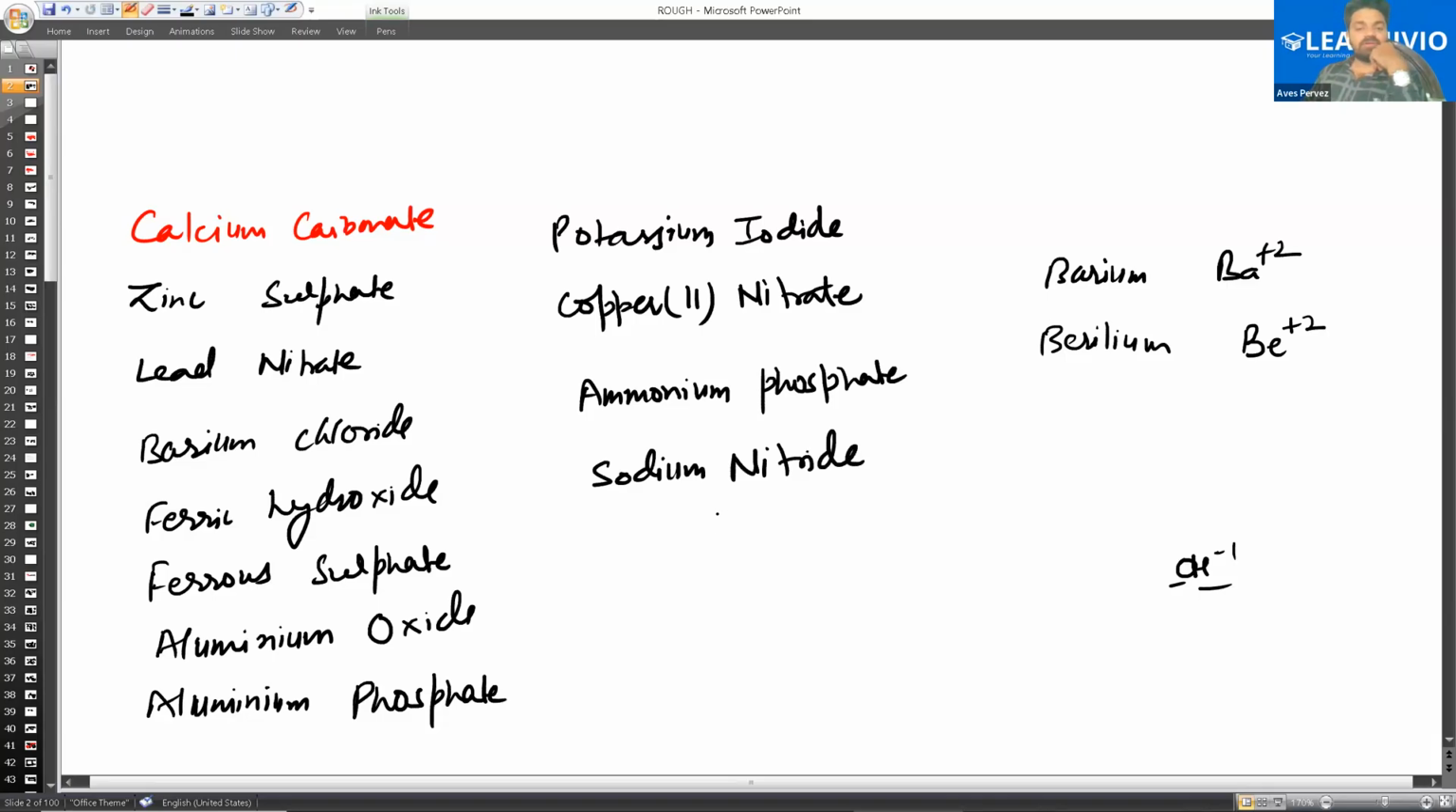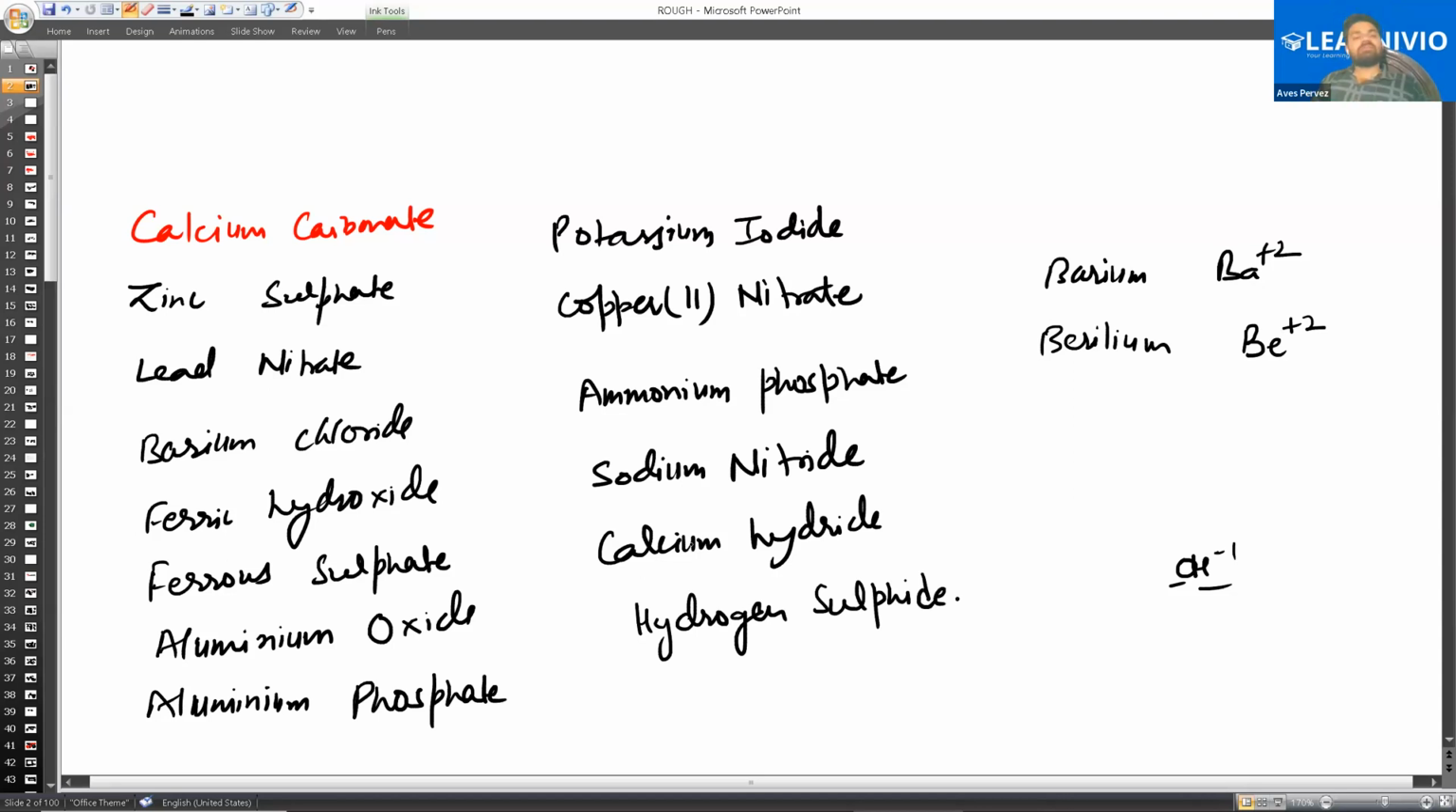With the help of that table, try to write the formula of these compounds, okay? Then I will check how many of them are incorrect and how many are correct, okay?